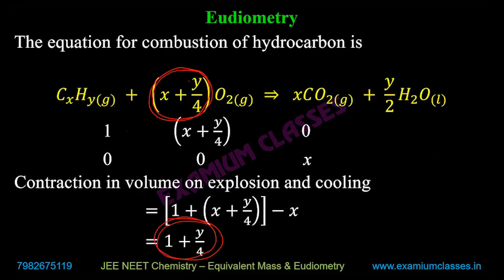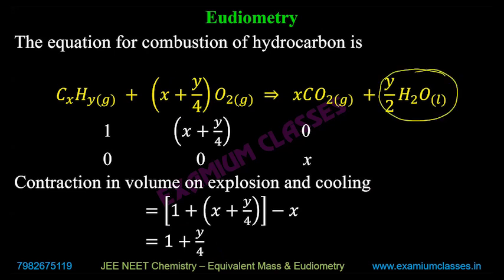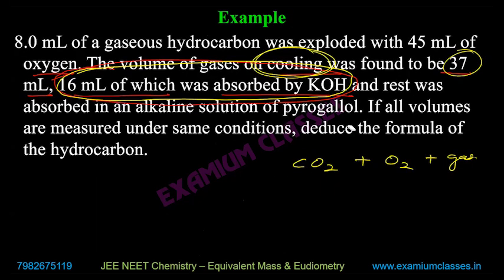Why? Because if you see this reaction, after reaction this will get cooled and will not occupy any volume. Whatever volume will be there will be due to this one. Because the volume was greater, and some was absorbed by KOH, it means the rest is oxygen. It is written that the rest was absorbed in alkaline solution of pyrogallol, it means the rest was oxygen. Any confusion here? Let me know. No. Okay, sir. Good.